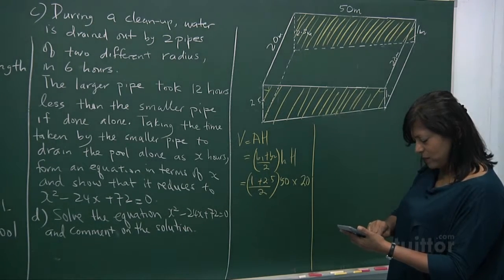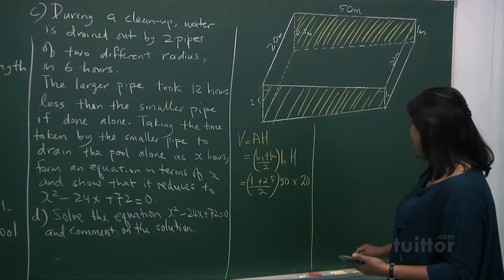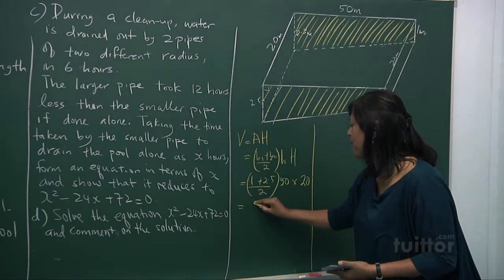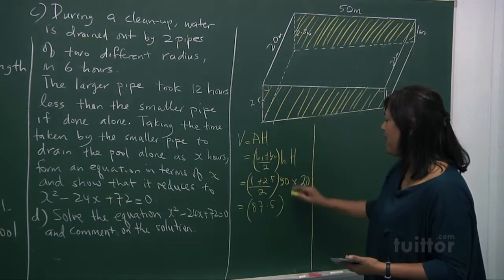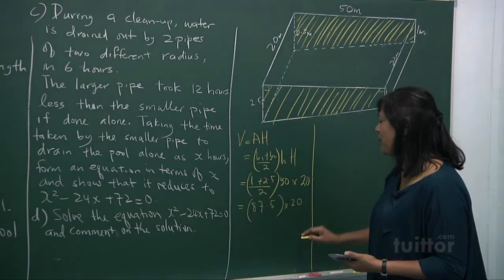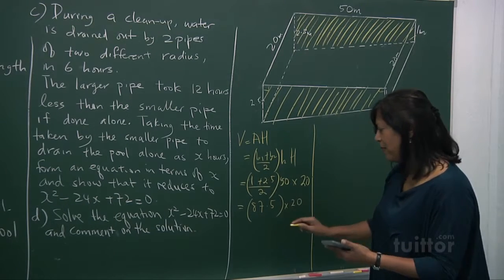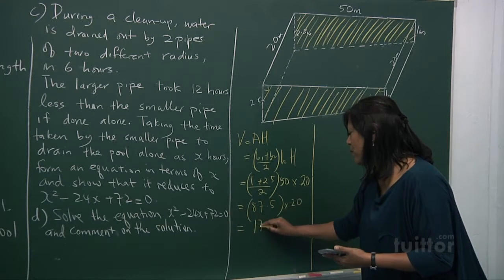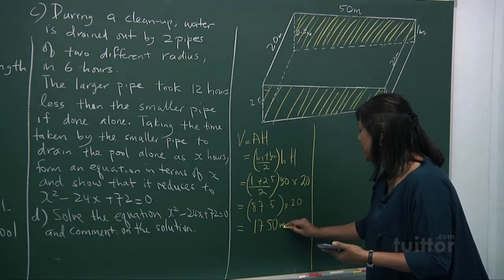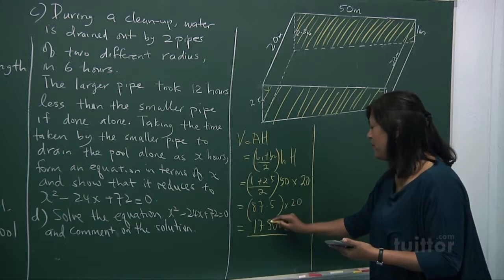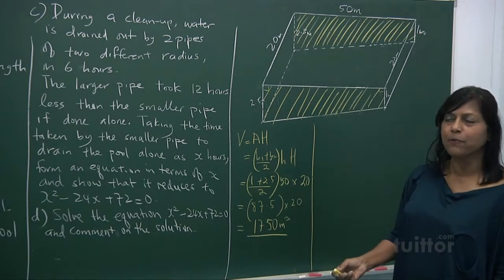3.5 times 25. We've got this beautiful answer, 87.5. This is actually the area of your trapezium. Alright, multiply by 20. So you multiply that by 20, you've got the volume of the water is 1750 meter cube. Take note of the units of measurement. That's the volume of the water in the pool.